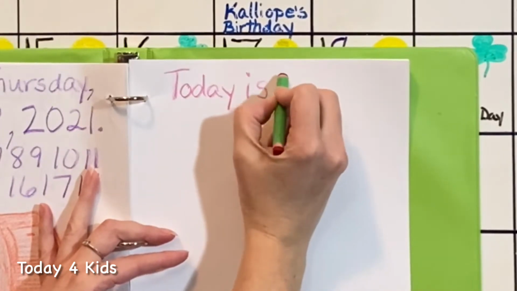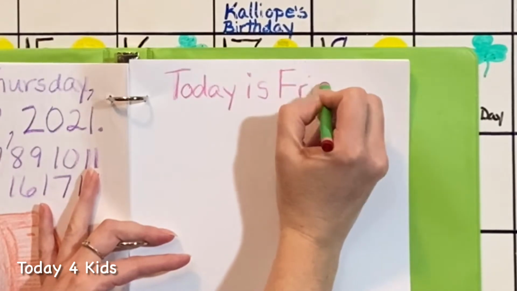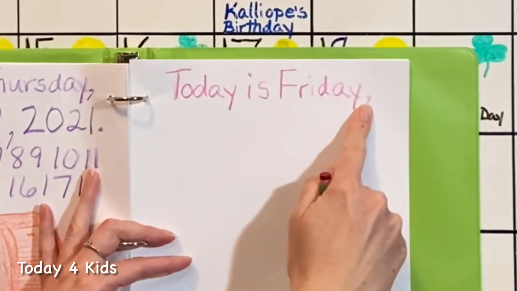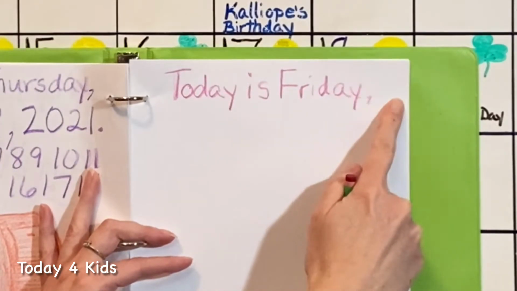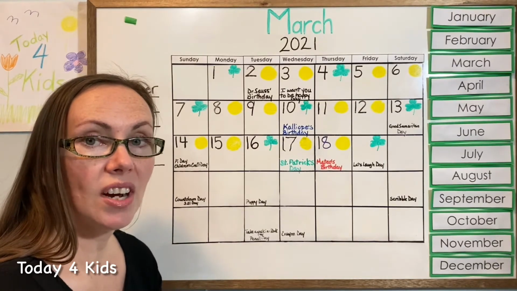Then we're going to put in Friday, capital F because it's the name of our day, F-R-I-D-A-Y. And then a comma. And that comma reminds us to pause before we say the next word, and the next word is going to be the month. And do you remember how many months there are in the year?